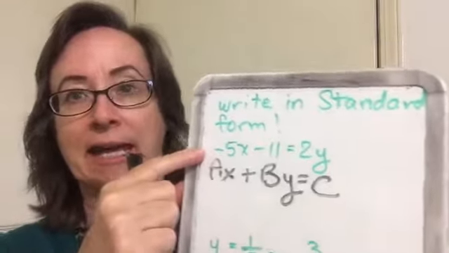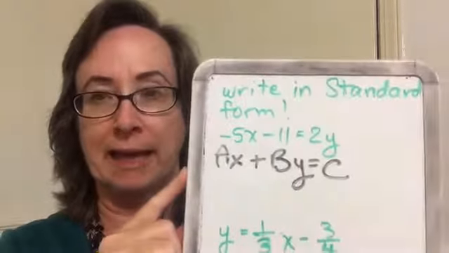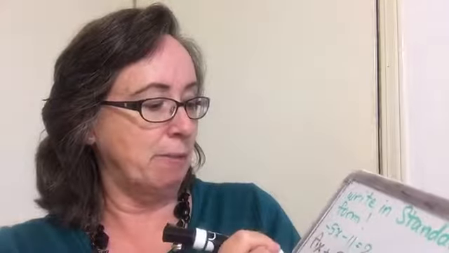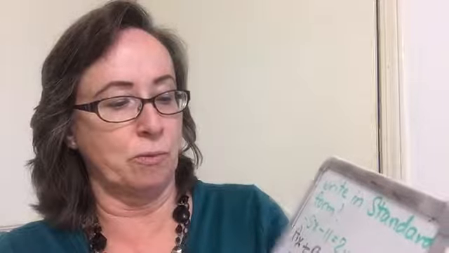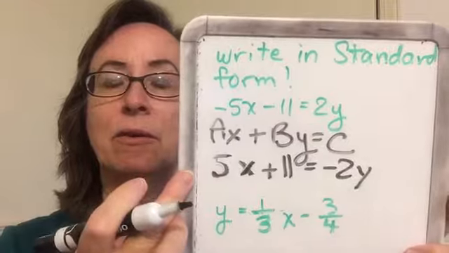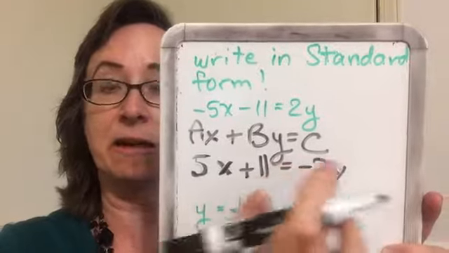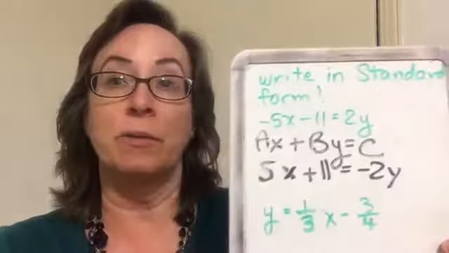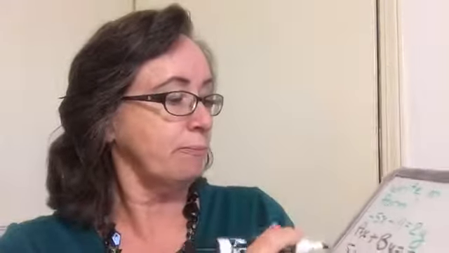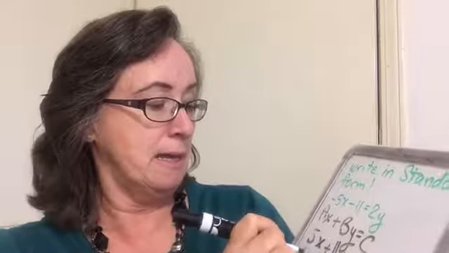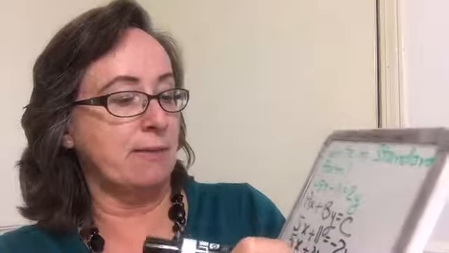So you see we've got a negative 5x, so the first thing we could do is just multiply everything through by a negative 1, which is what I will do, and we will get a 5x plus 11 equals negative 2y. Okay, and you can see that now I want my y over here and I want my constant on the right. So I usually deal with my variables first. So I'm going to add a 2y to both sides. Okay, and then that's going to leave me plus 2y plus 11 equals 0.